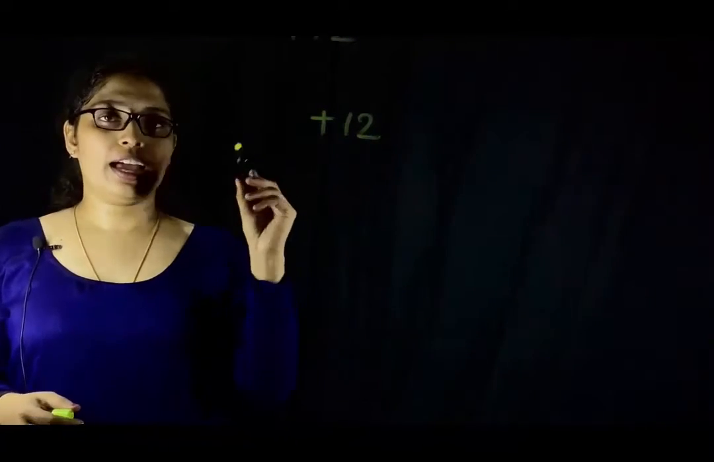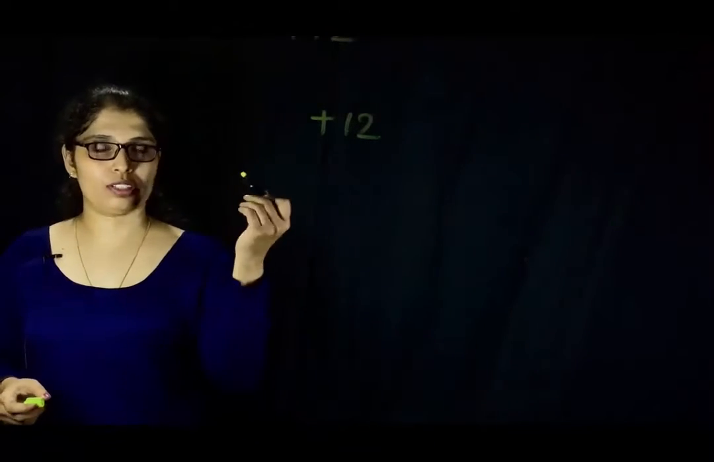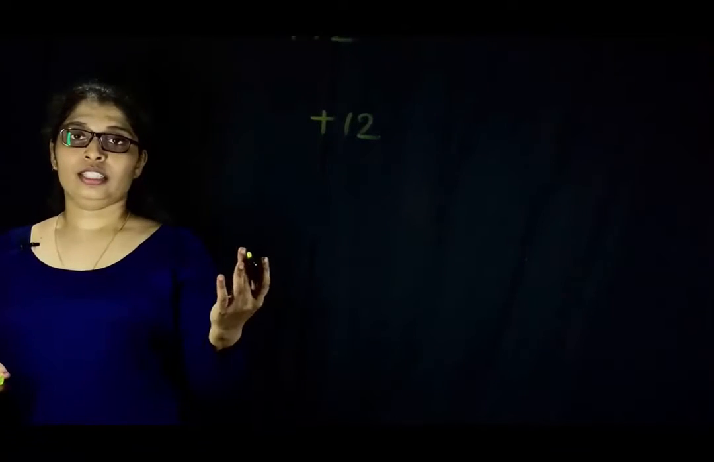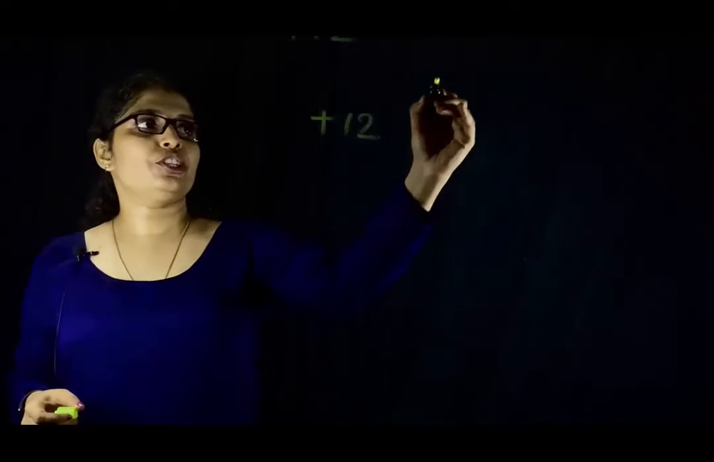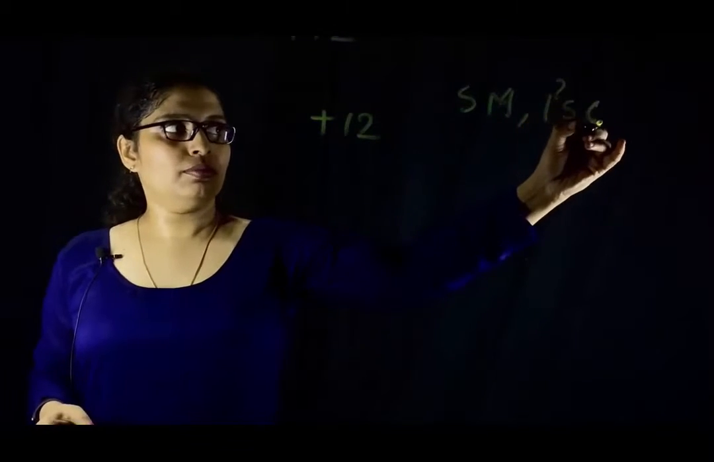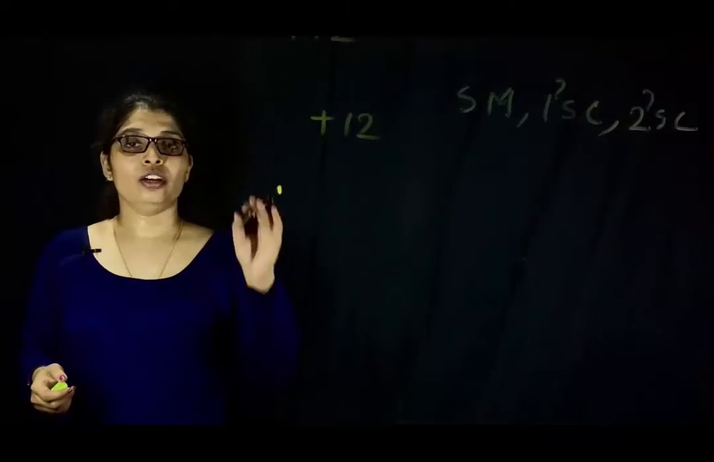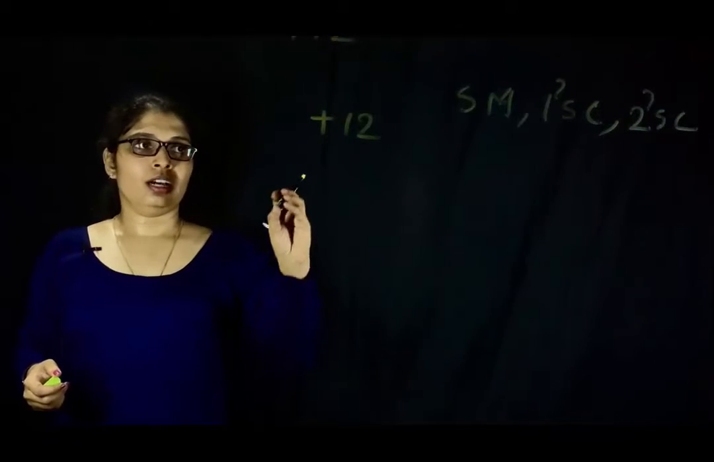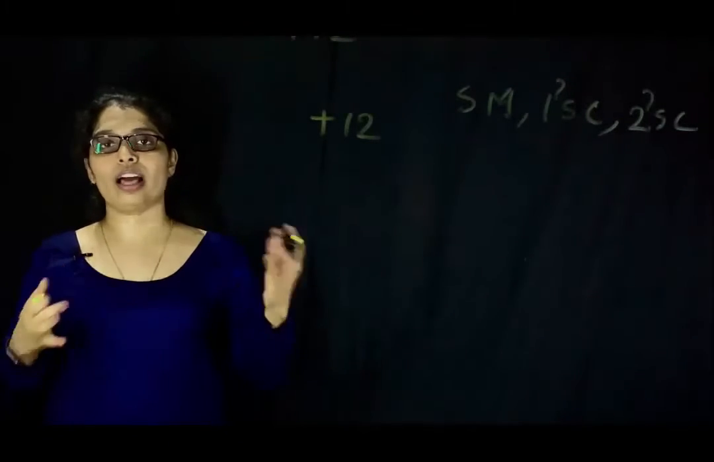The given number is positive 12 in the decimal system, and you are asked to get the 2's complement representation corresponding to it. How to get it? We know that for all positive numbers, we have the same representation in signed magnitude form, in 1's complement form, as well as in 2's complement form. Note this point: for a positive decimal number, the signed magnitude form, the 1's complement form, and the 2's complement form all are the same.